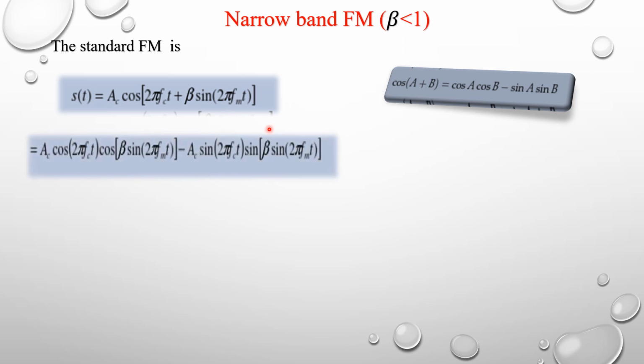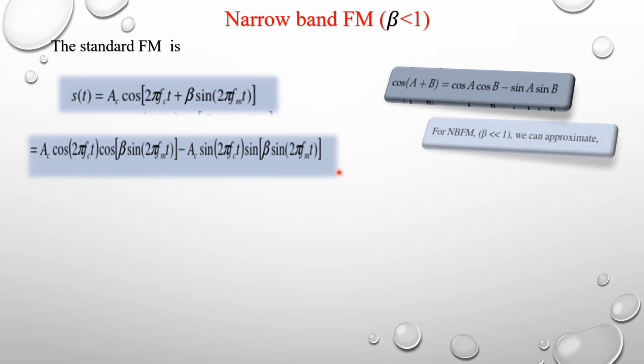After expanding, AC is the amplitude of the carrier signal, it is common, so you retain it as it is. AC cos A, where A equals 2 pi fc t, into cos B, where B equals beta sin 2 pi fm t, minus AC sin A, where A equals 2 pi fc t, into sin B, where B equals beta sin 2 pi fm t. Then we have to convert the expanded equations in terms of approximation.